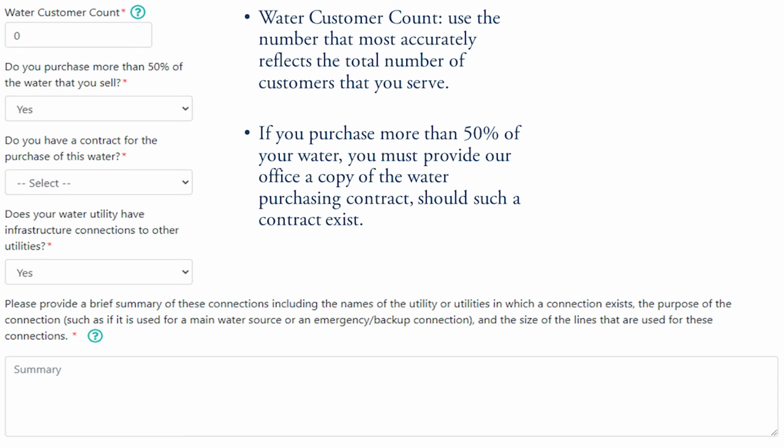The next question that we're asking for is, what is your water customer count? Please use the number that most accurately reflects the number of customers that you actually serve. We've been receiving a lot of questions about whether this counts for just connections or just for customers. Just do your best at estimating the actual number of the total amount of people that you actually serve.